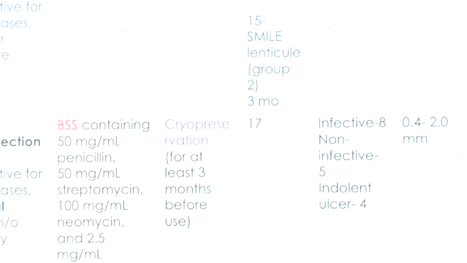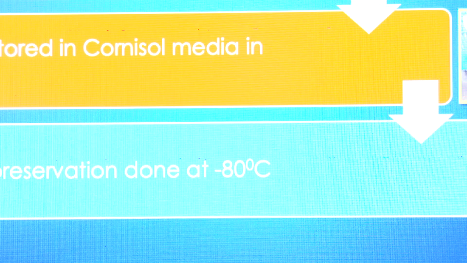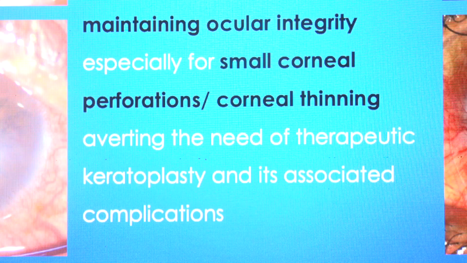So full thickness fibrin glue normally doesn't really give you the kind of strength to seal the perforation. Just a few tips on utilizing the SMILE lenticule. The donor SMILE lenticule comes from patients of myopia correction, at least 5 diopters, preferably 6 diopters or more. The lenticule is stored in Cornisol. That's our protocol. And we can do cryopreservation at -80 degrees.